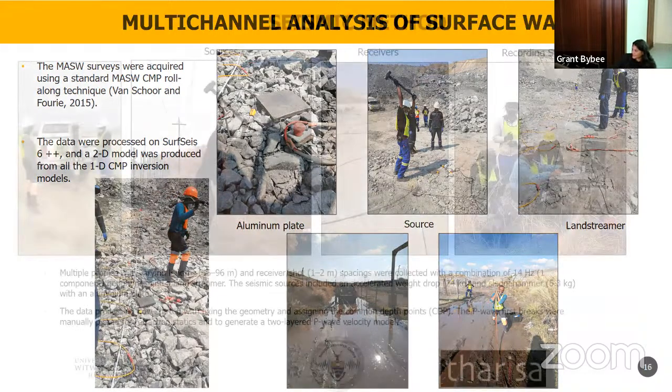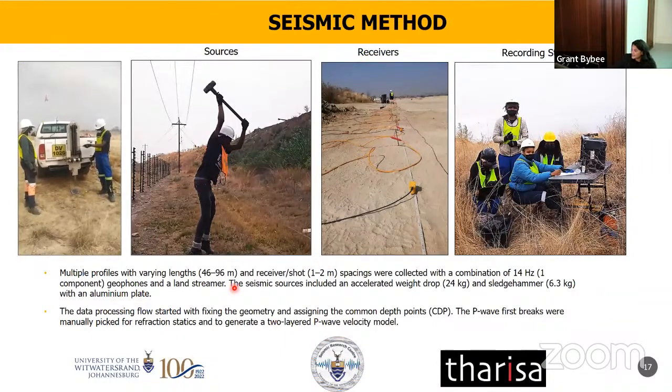So then the next thing we did was the seismic method. With the seismic method, again, we did various lengths of 46 to 96 meters. Our shot and receiver spacings were between 1 to 2 meters. And then we used 14 hertz geophones. We also used a land streamer, an accelerated weight drop and a sledgehammer as our seismic sources. In terms of processing, what was first done was fixing the geometry and then getting the CDP, or the common depth points. Then the first breaks were picked, and then we applied our refraction statics to generate our P-wave velocity models.